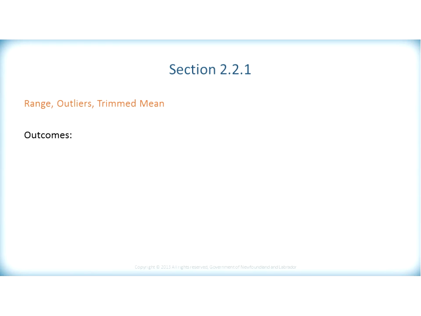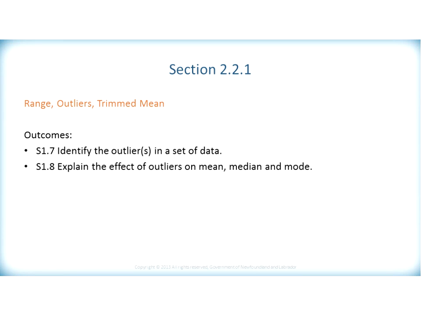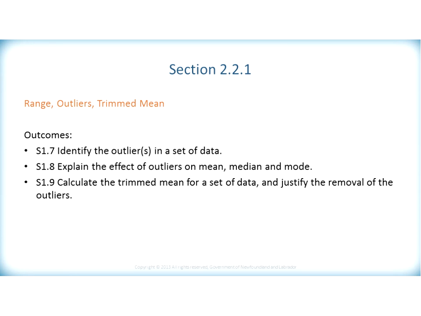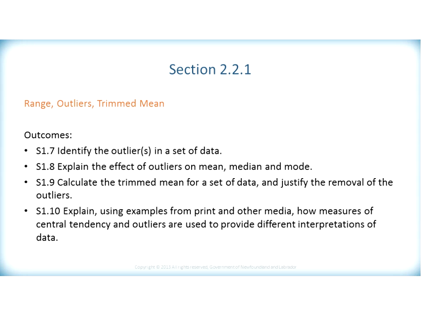The outcomes we're going to cover include identifying the outliers in a set of data, explaining the effect of outliers on mean, median, and mode, calculating the trimmed mean for a set of data and justifying the removal of outliers, and explaining, using examples from print media or other media, how measures of central tendency and outliers are used to provide different interpretations of data.